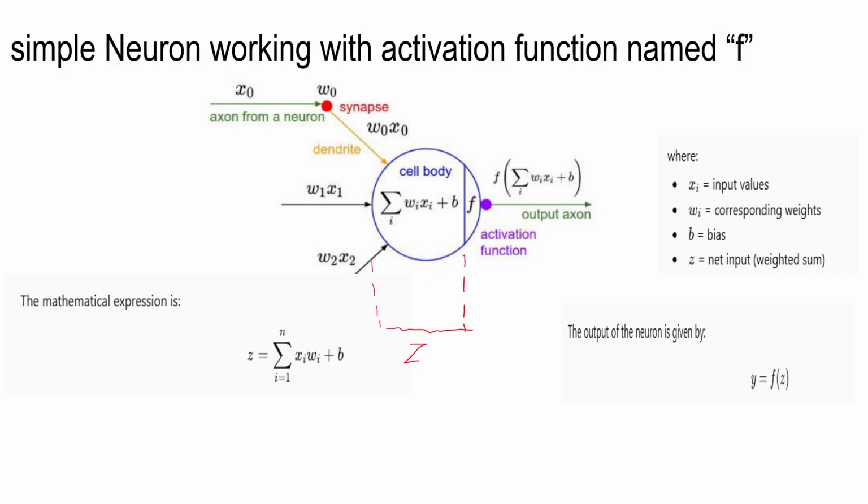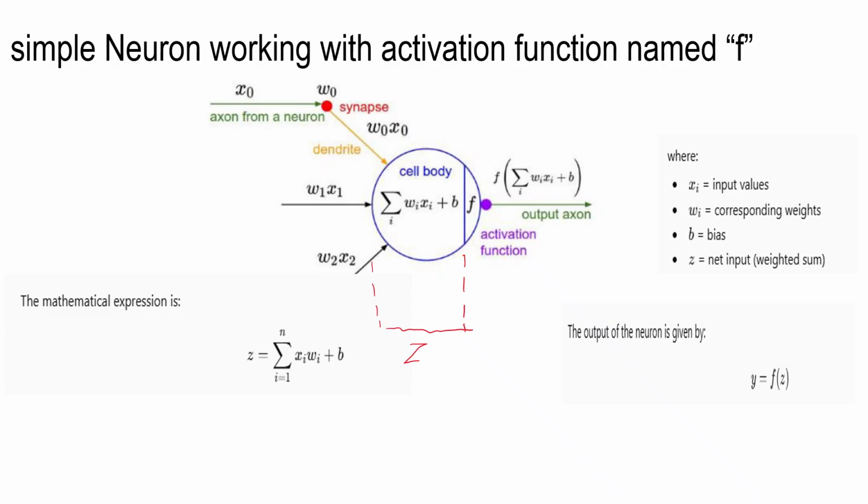Today we are going to see about the working of a simple neuron, what is the use of activation function, what are the possible kinds of activation functions available, and how they can be used in different algorithms. So first, you'll see the single neuron.